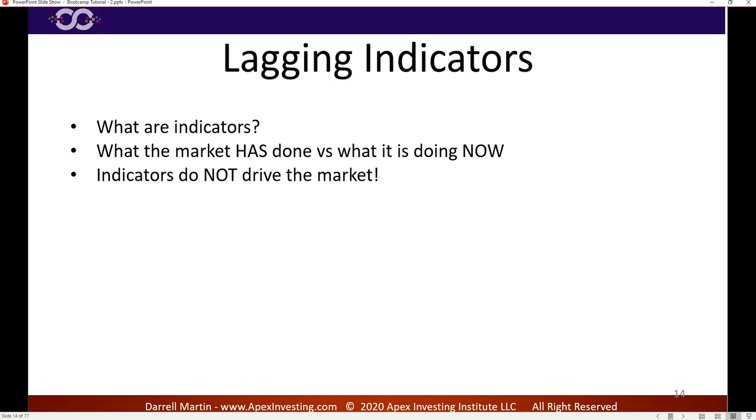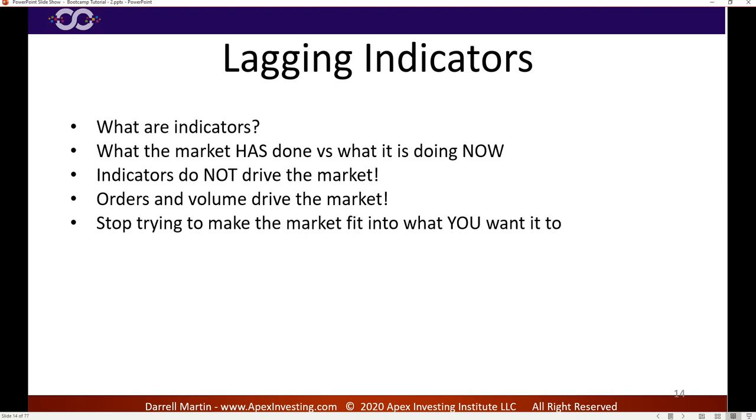Indicators do not drive the market. Why did that trade fail? My indicator said... Your indicator itself doesn't mean jack. You think the market cares about what your indicator wants it to do or says it has done? Orders and volume drive the market, not your indicators.